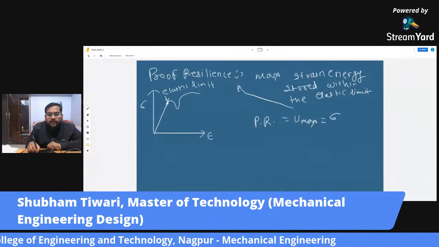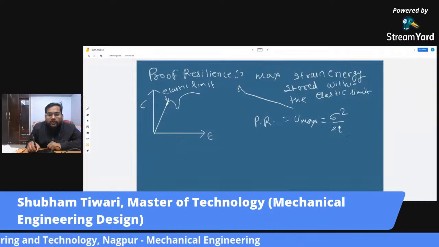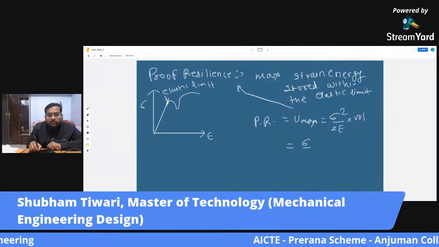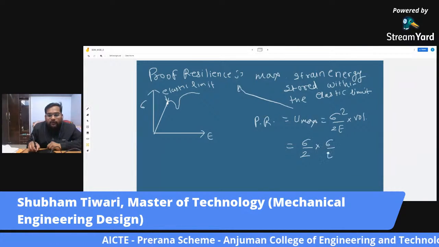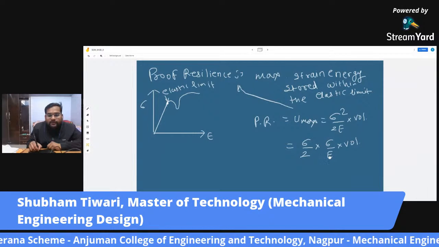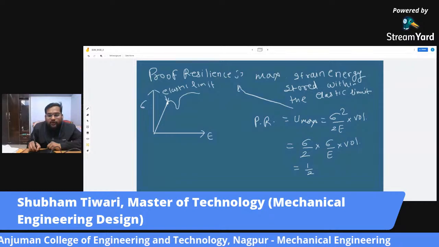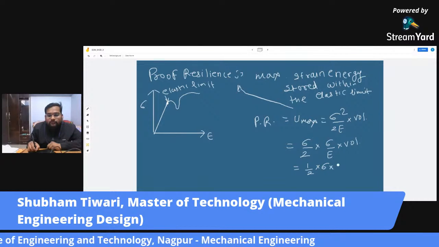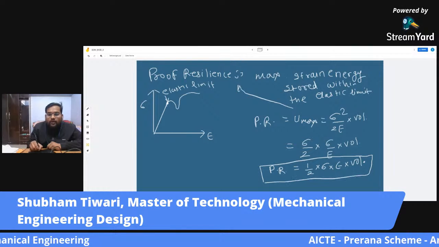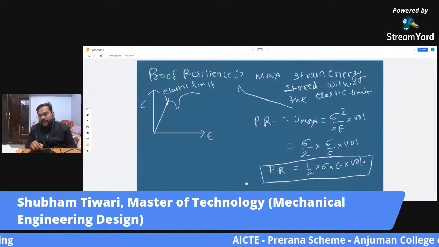Now we have this equation, sigma square upon 2E into volume. This is what we derived. I can also write it as sigma by 2 into sigma by E into volume. Now stress upon modulus of elasticity is your linear strain, into volume. So this is your proof resilience.